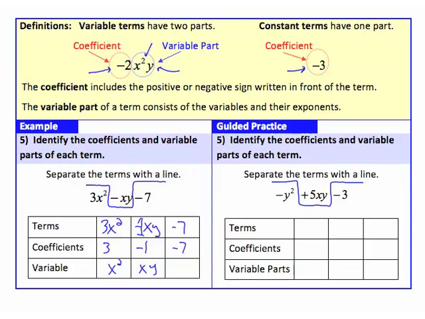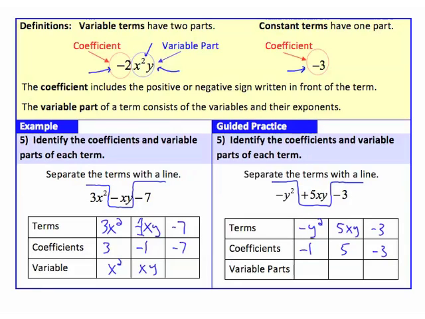Now that we have them separated, let's identify them. The terms, the first term we have is negative y squared, the next term is 5xy, and the last term is negative 3. Let's take a look at the coefficients. That first term, since we don't have a number there, it's understood that there is a 1 in front of that y. So our coefficient there would be negative 1. The next term, the coefficient is 5. And the last term, the coefficient is negative 3.